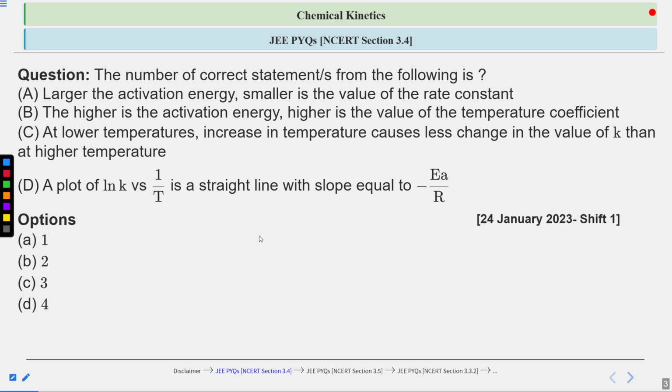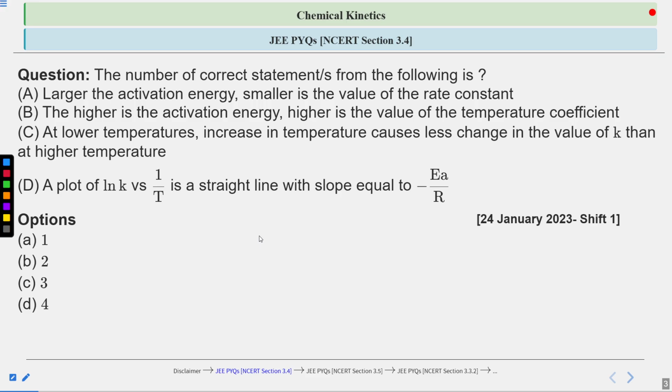Third statement, statement C, is that at lower temperatures, an increase in the temperature causes less change in the value of K, that is rate constant, than at higher temperature. What we are talking about is that at lower temperatures, if you increase the temperature, it will cause less change in the value of rate constant compared to the change at higher temperature.